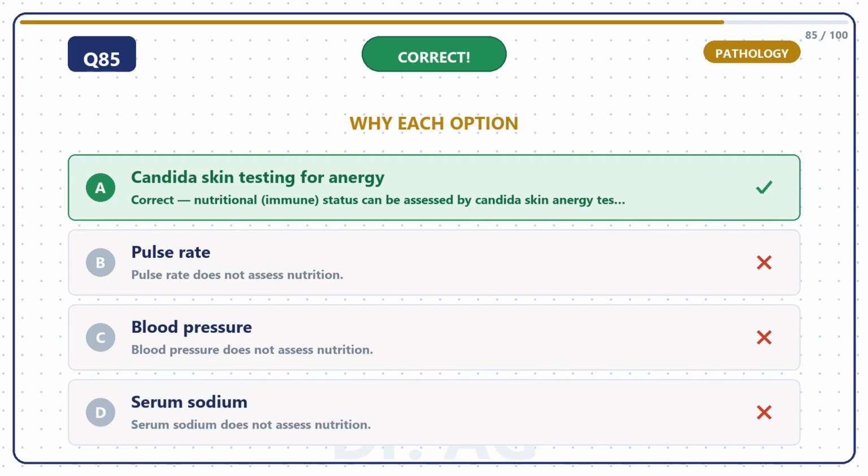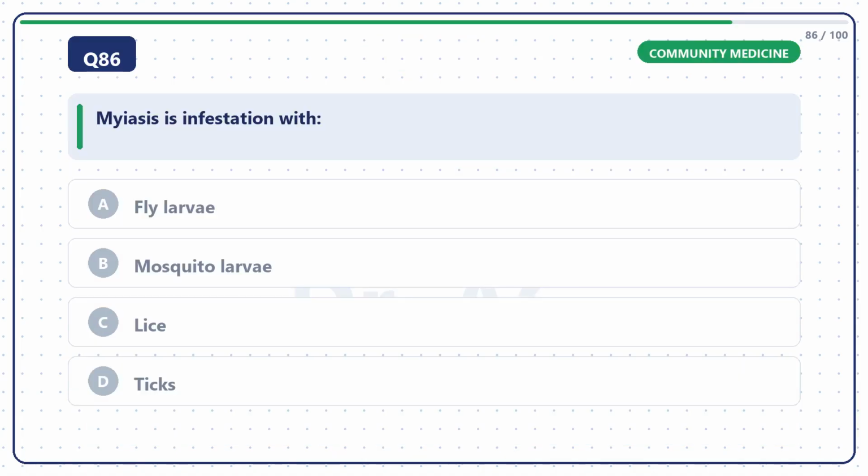Correct, nutritional, immune status can be assessed by Candida skin allergy testing. So, the right answer is option A. Candida skin testing for allergy. Question 86. Myiasis is infestation with option A, fly larvae. Option B, mosquito larvae. Option C, lice. Option D, ticks.